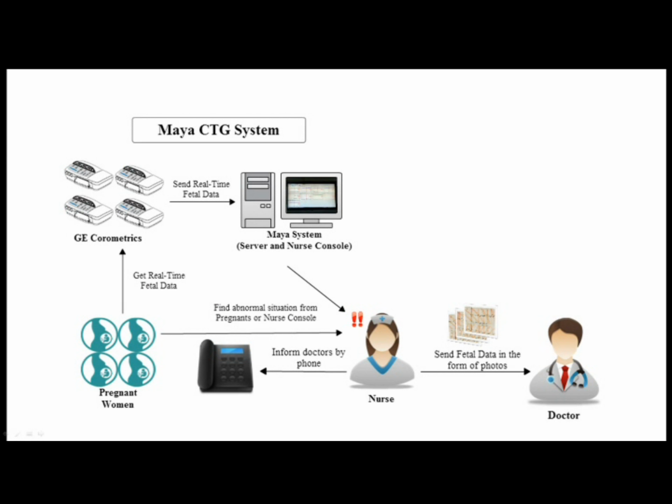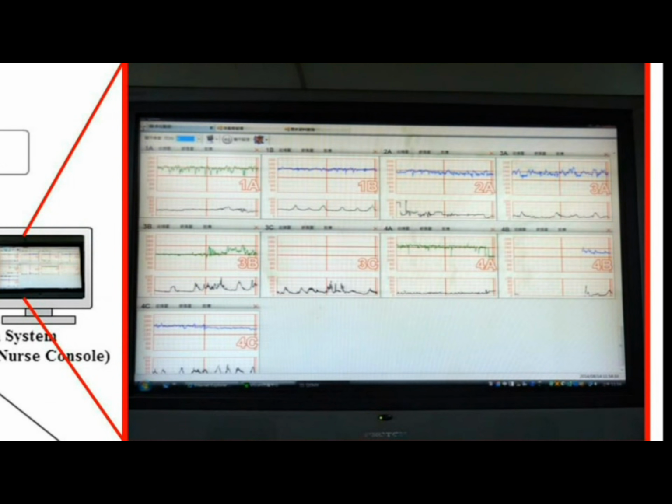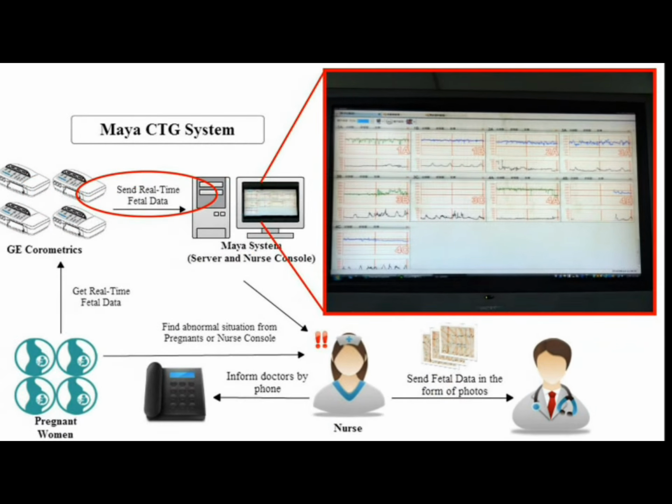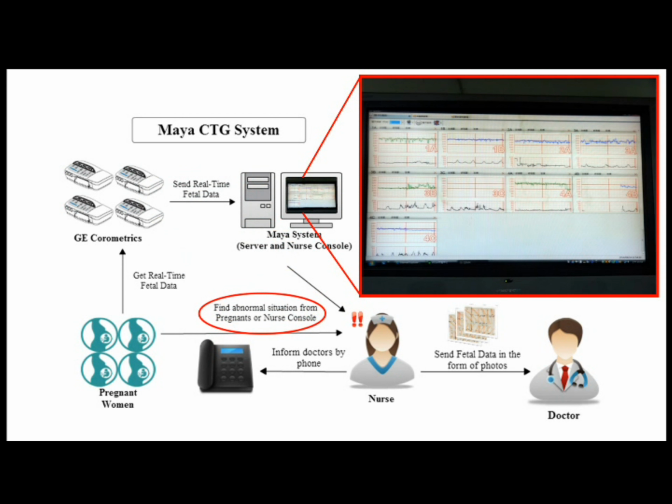In order to reduce the workload for the nursing staff, the Maya CTG system is deployed in the tocolytic center of the Mackay Memorial Hospital for CTG data monitoring. The CTG machine introduced previously collects the CTG data from the pregnant woman to the Maya server and displays it in the nursing console. Nurses can query the CTG data via the nursing console and inform the doctor if an abnormal condition occurs. However, if the doctor is not on site, nurses need to call out the doctor, and the CTG data will be sent to the doctor for the medical decision.